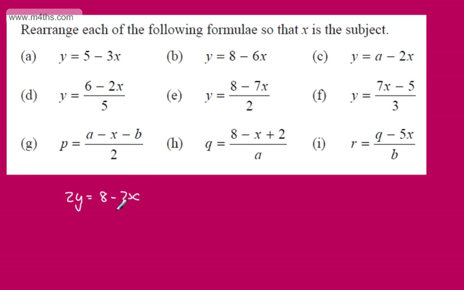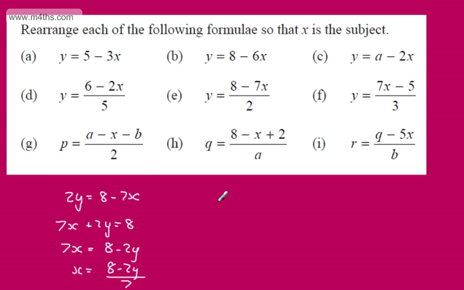I can do this two different ways. The first way is to add 7x to both sides. So 7x plus 2y is equal to 8. I'm now going to subtract 2y from both sides. All I want on the left hand side are terms with an x in. So that's going to leave me 8 minus 2y. And at this stage I divide both sides by 7. 8 minus 2y over 7. And that now gives us x.